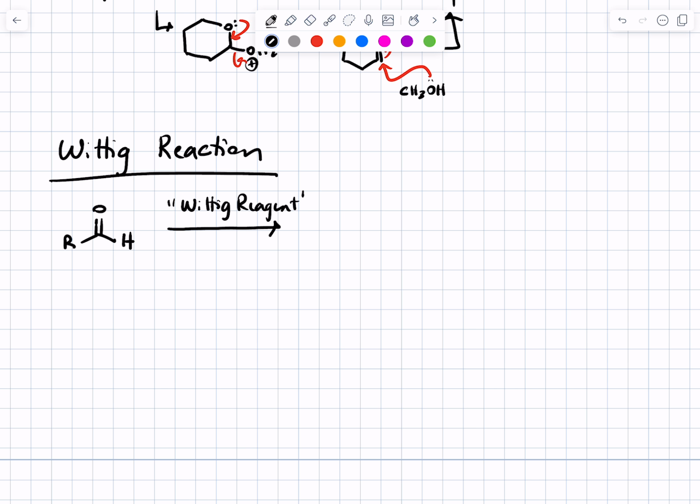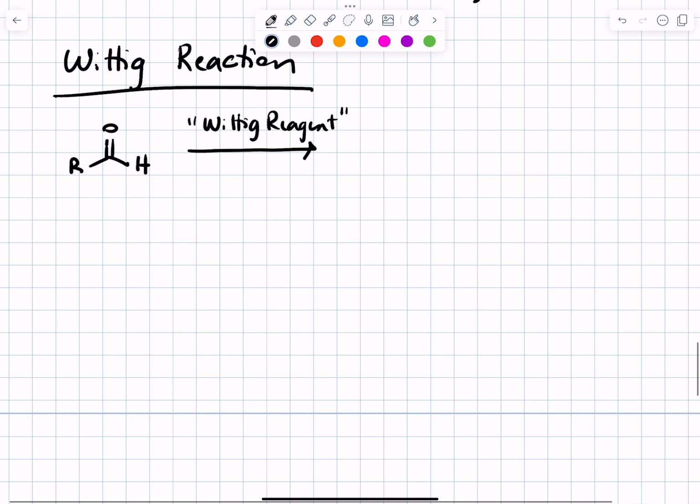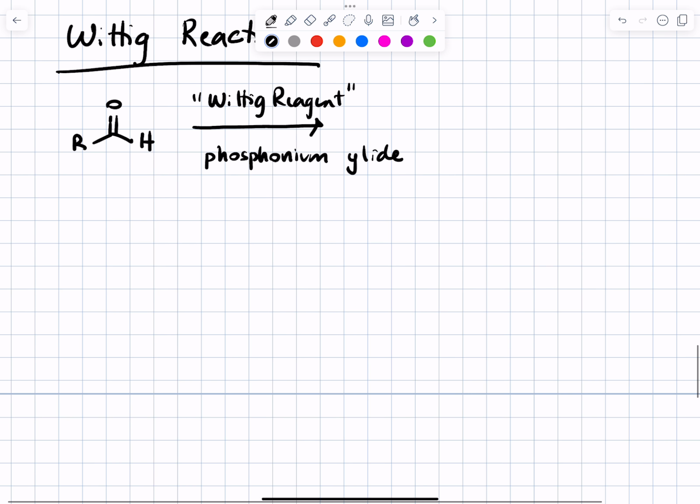Thank you for that. That tells me a whole lot about the situation. A Wittig reagent for a Wittig reaction. What does the Wittig reagent look like? Well, you're going to hate this even more. It is something called a phosphonium ylide. Those are two new words. What is this, Duolingo? Can you use it in a sentence?